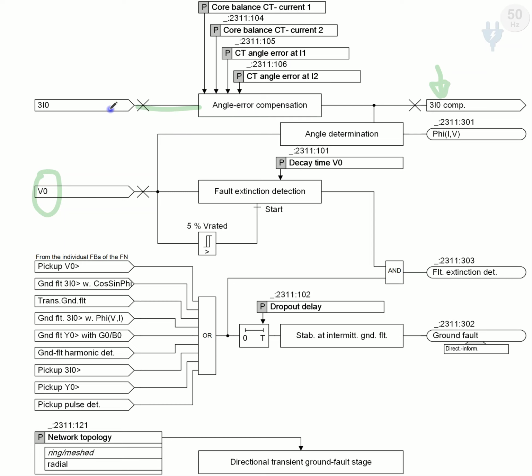This is what I meant: this current is supplied, and we should enter the value of the core balance current I1 and the angle error due to I1, and I2 and the angle error due to I2. At the output, this is what the angle error compensation does for us, and it gives the compensated zero sequence current for the operation of the relay.